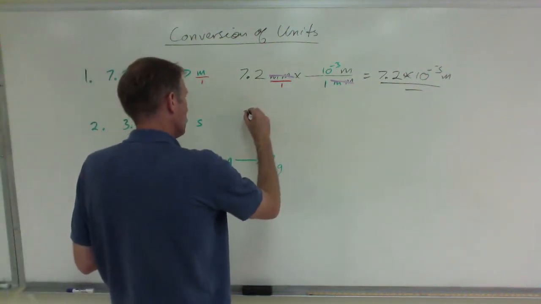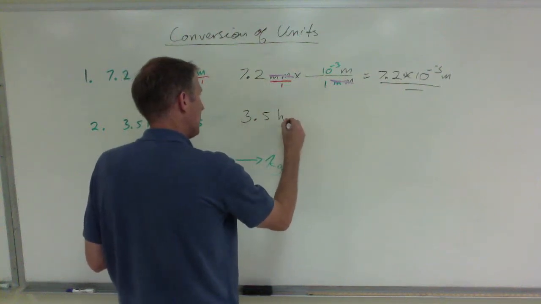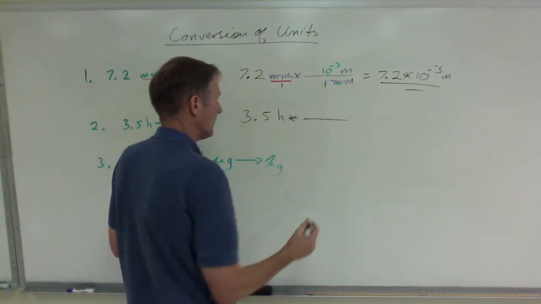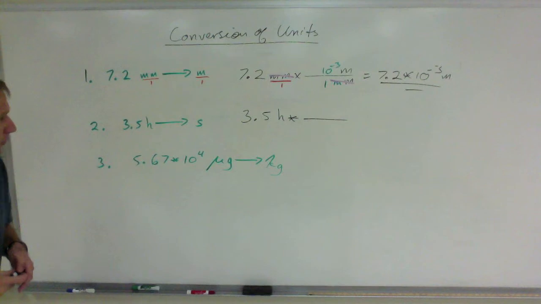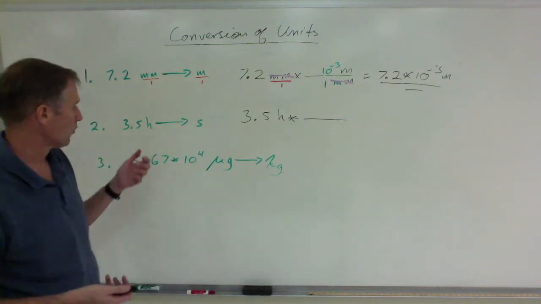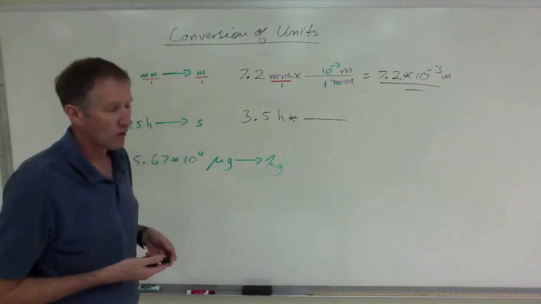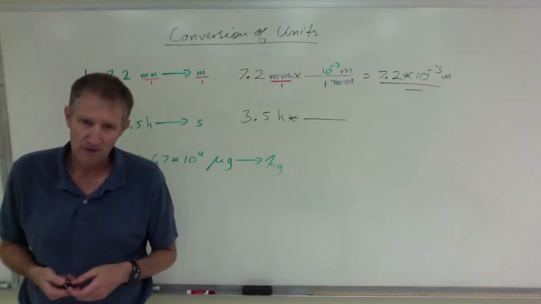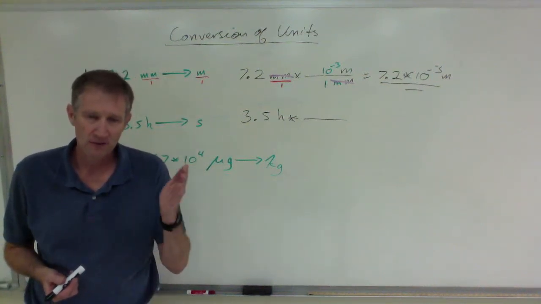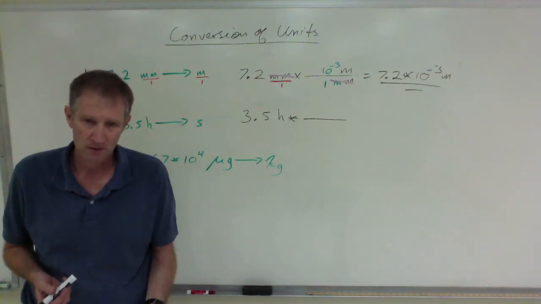Over here, 3.5 hours to seconds. Write down what you know. 3.5 hours times and a line. That's how you start. I want to go from hours to seconds. Now I can go from hours to minutes to seconds, or I can go right from hours to seconds. There are 3,600 seconds in an hour. If you forget that, it's 60 seconds in a minute, 60 minutes in an hour.